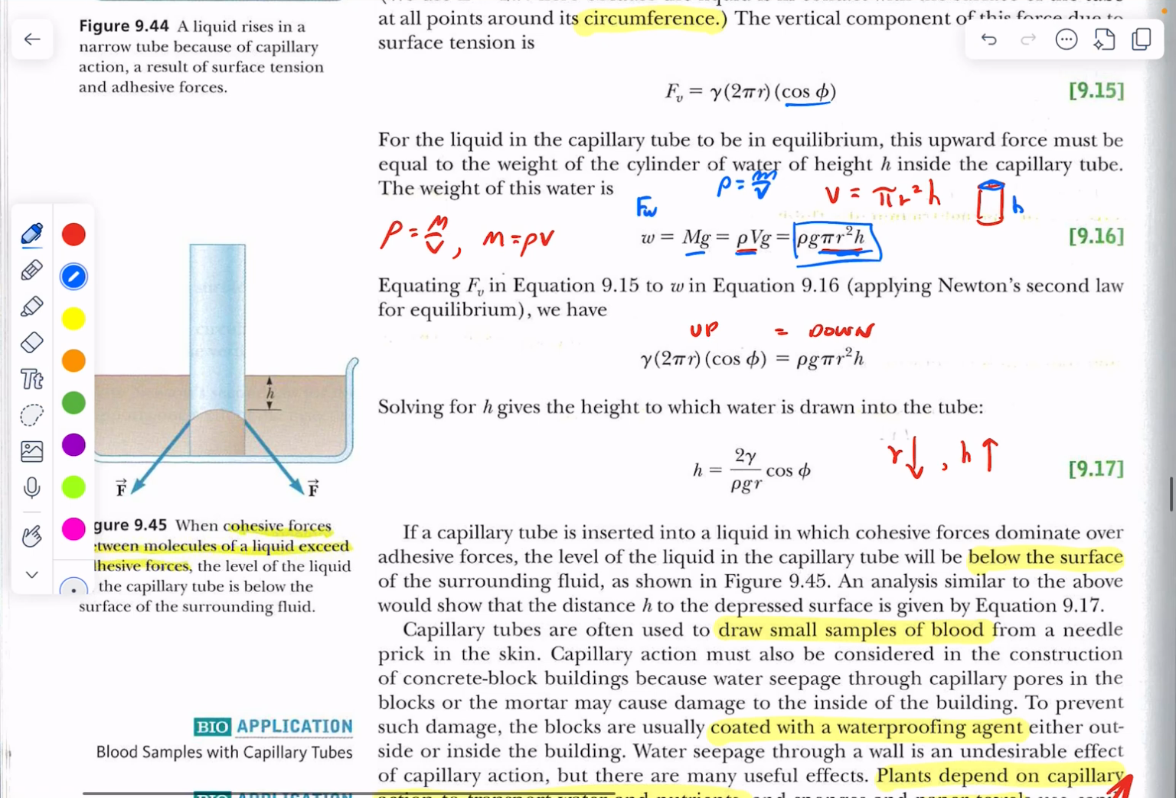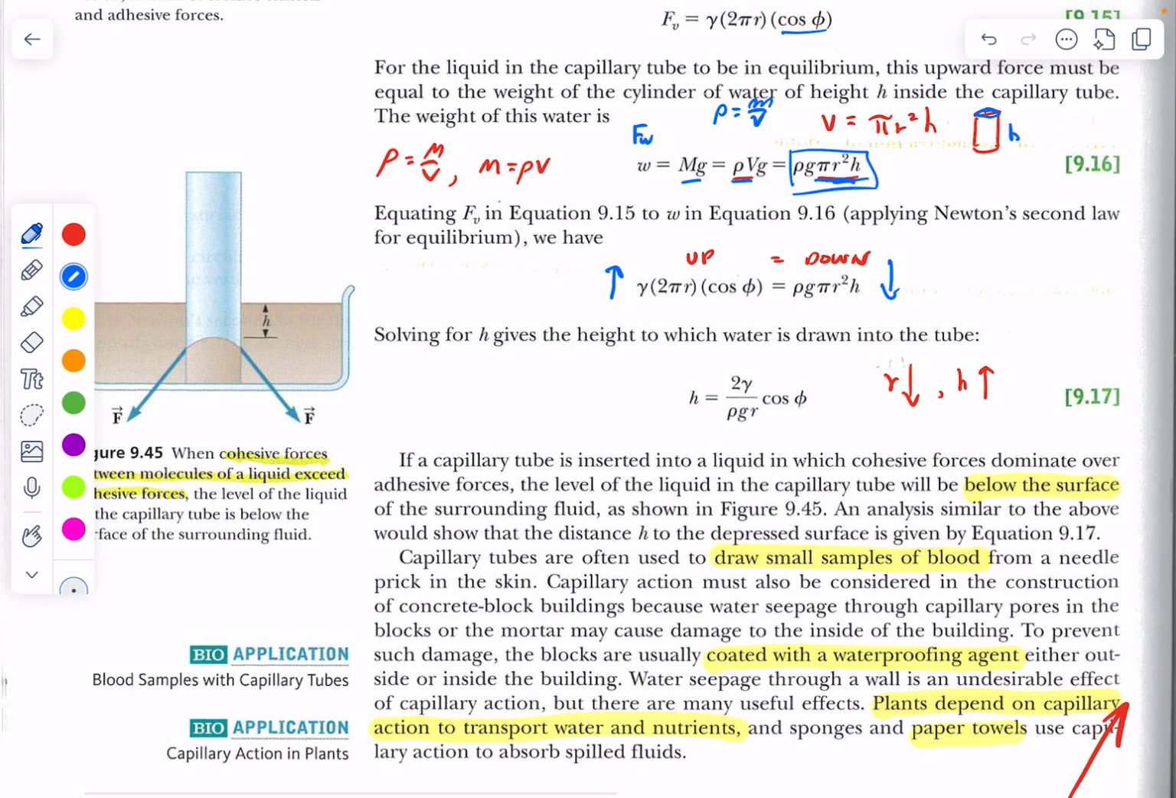And so we can have our force acting up, which equals the weight, or the force acting down, expressed in these different terms that we've derived. And we can solve this equation for the height. How high up will this capillary force, if you will, draw a fluid through molecular interaction?